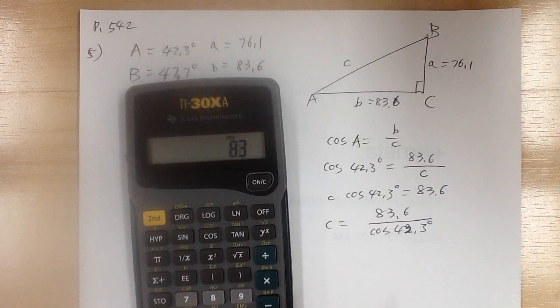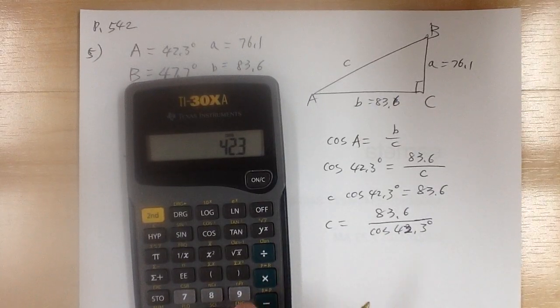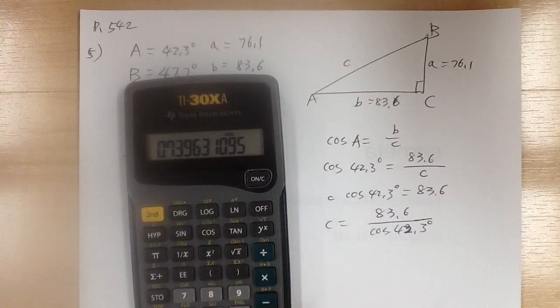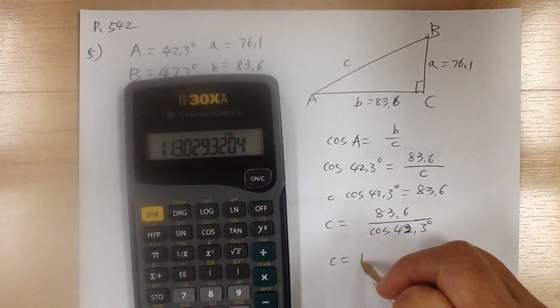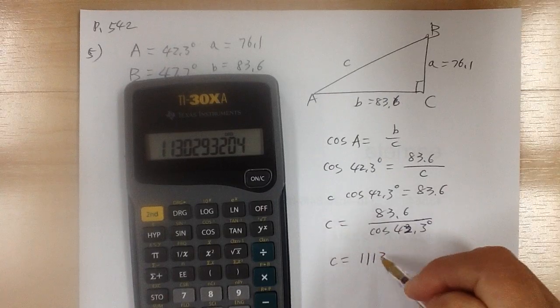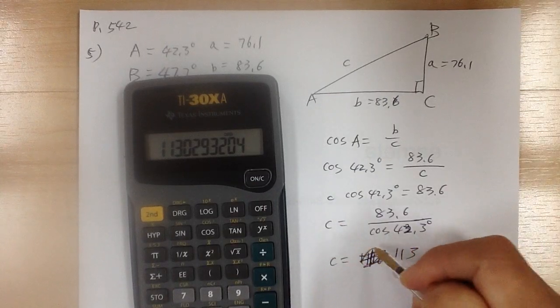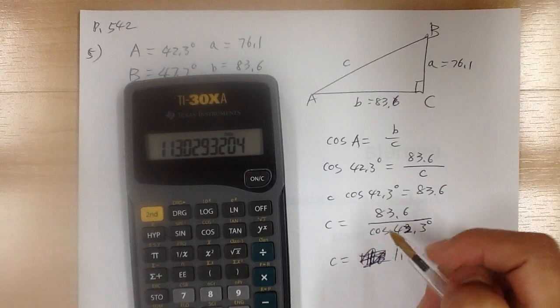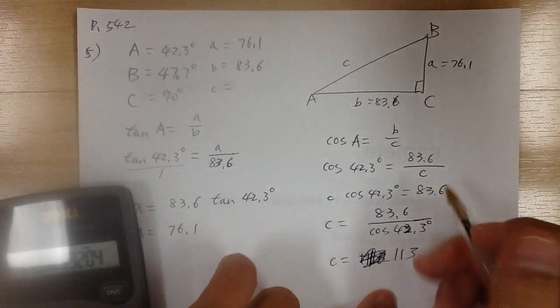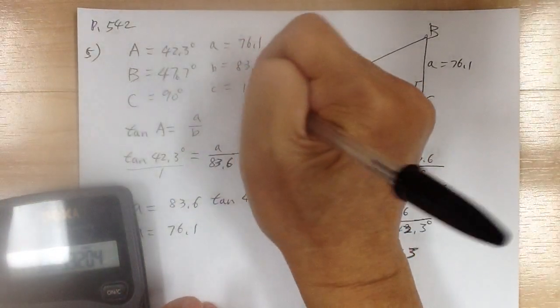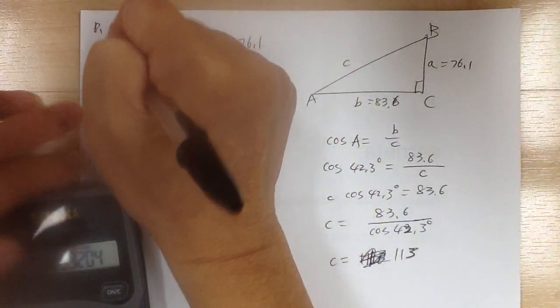Okay, so get your calculator. So 83.6 divided by cosine of 42.3 degrees, push equal. So c equals 113. Okay. Again, you want to get to 3 digits. Okay, so 113. And so this is it.